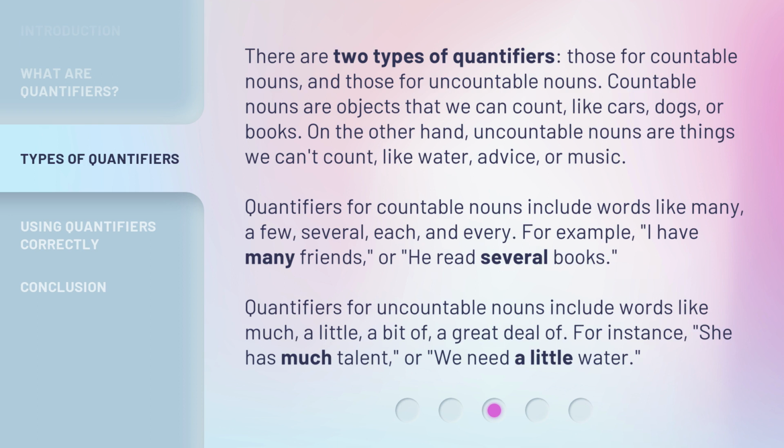Quantifiers for countable nouns include words like many, a few, several, each, and every. For example, I have many friends, or he read several books. Quantifiers for uncountable nouns include words like much, a little, a bit of, a great deal of. For instance, she has much talent, or we need a little water.